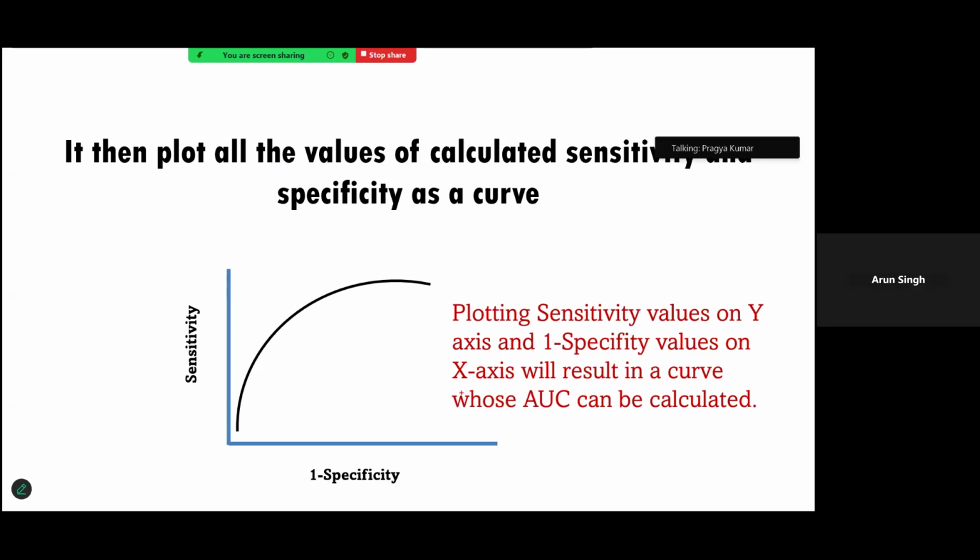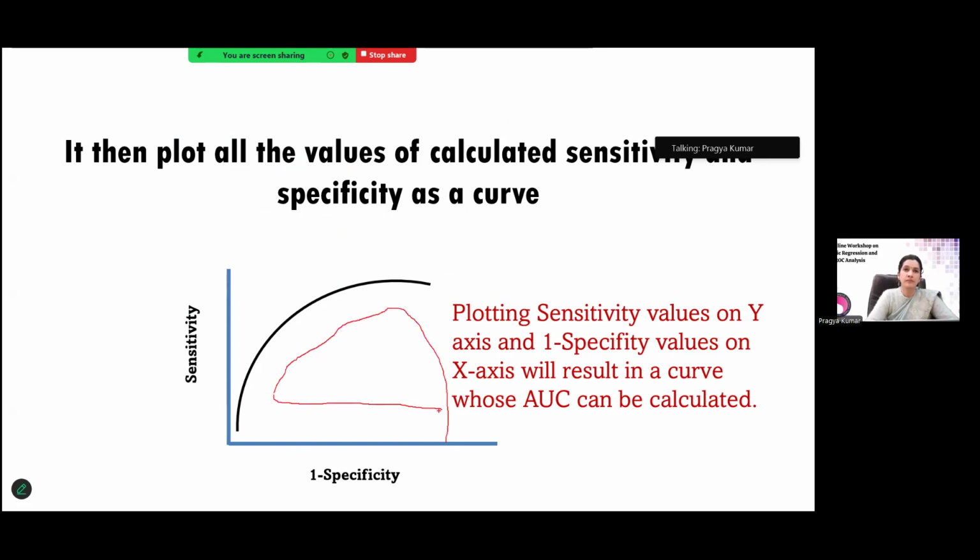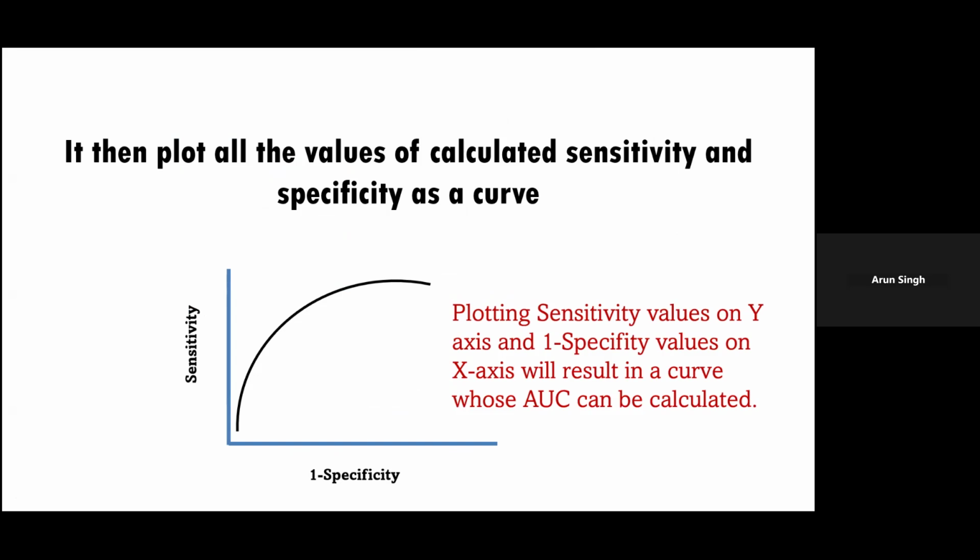Ma'am, I understood that point. But is there a difference between specificity and 1 minus specificity? For example, the specificity calculates the true negatives, ma'am. So once we have this parameter as 1 minus specificity, what is it actually calculating, ma'am? It calculates, that's what I said, the true positive and false positive error rate. Actually, 1 minus specificity is the false positive error rate. So it is different: specificity is true negative and 1 minus specificity is the false positive.